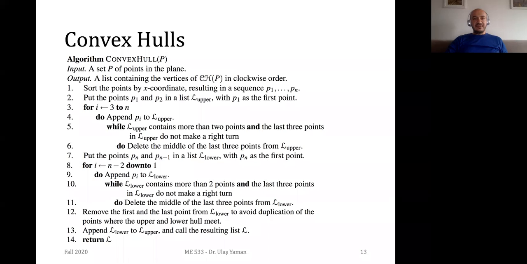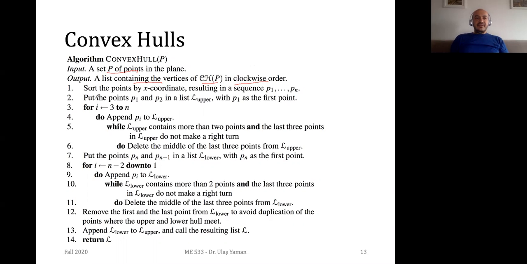So let's briefly have a look at the pseudocode here. As you see, obviously the input is the set of points in the plane, P, and the output is a list containing the vertices of the convex hull of P in clockwise order. So this is important. We are making use of the right turn property according to this clockwise order.